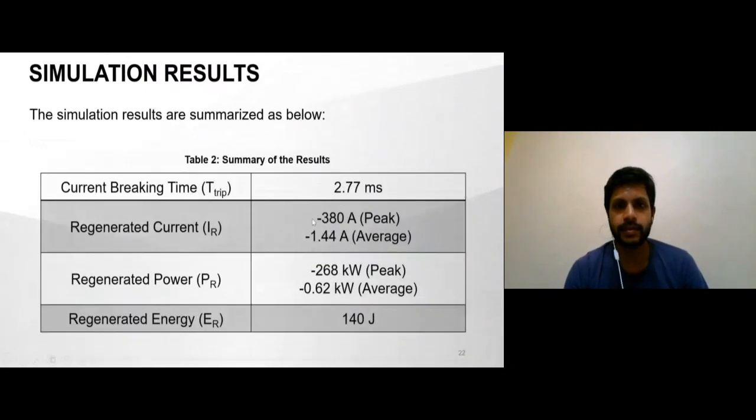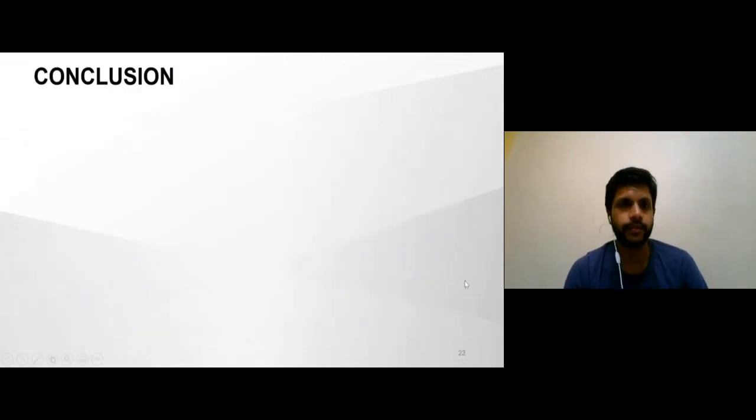The current breaking time was measured as 2.77 millisecond. After receiving the trip signal, within 2.77 millisecond, the current was broken. The regenerated current has a peak value of minus 380 ampere peak and an average value of minus 1.44 ampere. The regenerated power is minus 268 kilowatt peak, and the regenerated energy was measured as 140 joule.